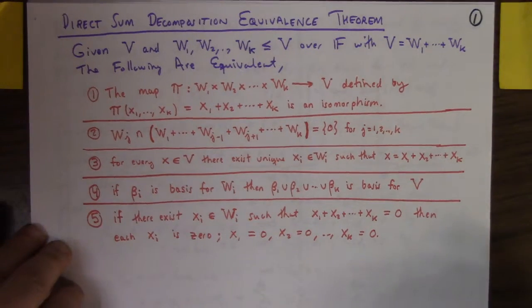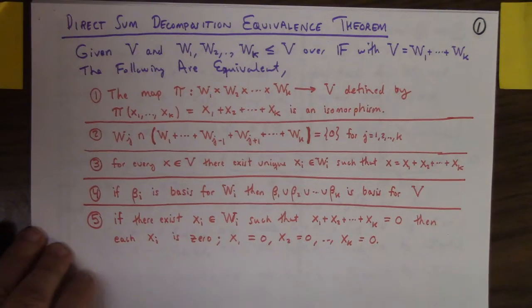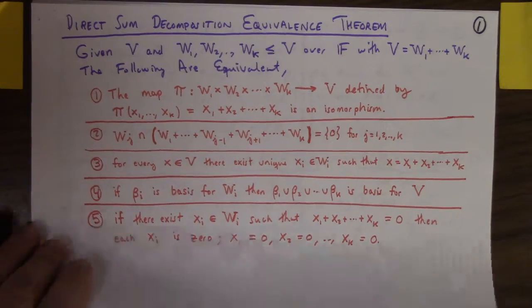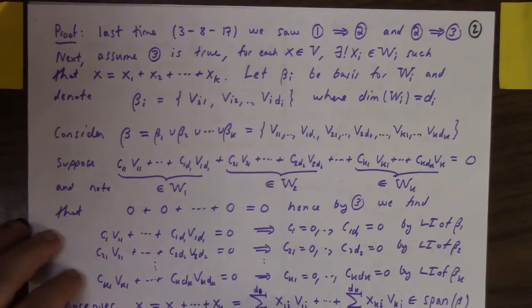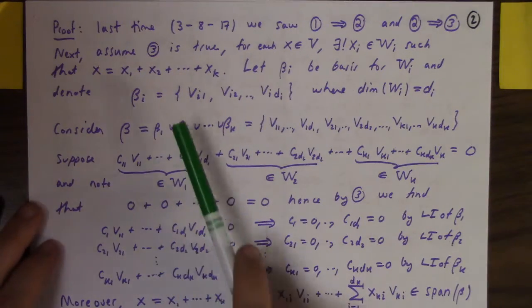Alright, so let's get to it. It shouldn't take too long to prove the rest of this. It would take me 30 minutes of class to write this out, though. So, last time we already proved 1 implies 2 and 2 implies 3. So next move, assume 3 is true.